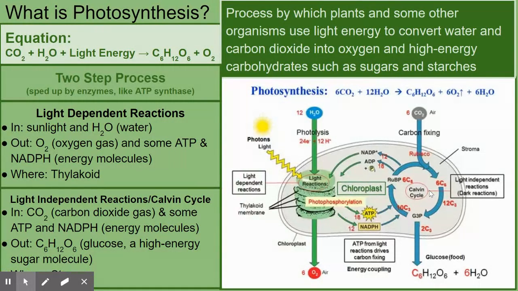So overall, when we're talking about photosynthesis, we have light reactions that use light energy and water to produce oxygen and ATP energy. And then we have our light independent reactions, our Calvin cycle, which uses some of that ATP and NADPH energy, uses carbon dioxide, and then produces sugar or glucose.